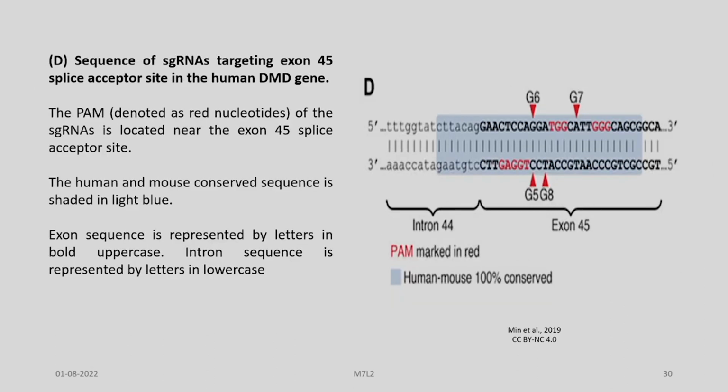Figure D shows the sequence of single guide RNAs targeting the exon 45 splice acceptor site in the human DMD gene. The PAM, denoted as red nucleotides of the single guide RNAs, is located near the exon 45 splice acceptor site. The human and mouse conserved sequence is shaded in light blue color. The exon sequence is represented by letters in bold case, and the intron sequence is again represented by letters in lowercase.